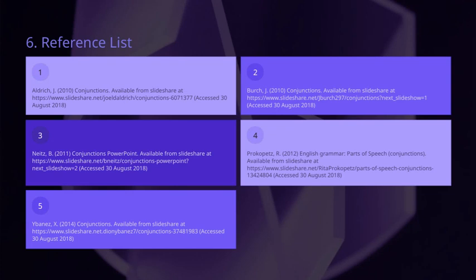Now, let's take a moment to look at the references that informed this presentation. First, we have Prokopitz's work from 2012, which offers a detailed overview of English grammar, focusing specifically on parts of speech and conjunctions. You can find her SlideShare online, and I encourage you to explore her insights for a deeper understanding. Next, there's Birch's 2010 presentation on conjunctions, highlighting their role in linking ideas and creating coherence in sentences. His work is also available on SlideShare and provides practical examples to help grasp how conjunctions function in everyday language.